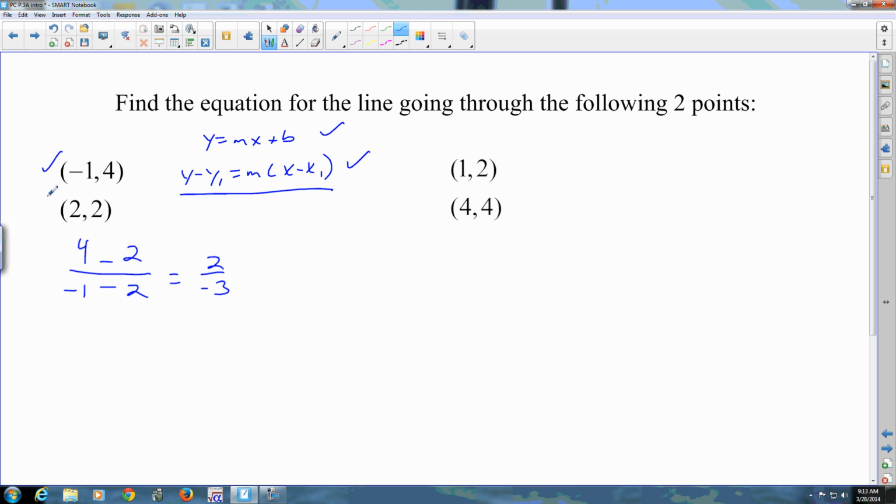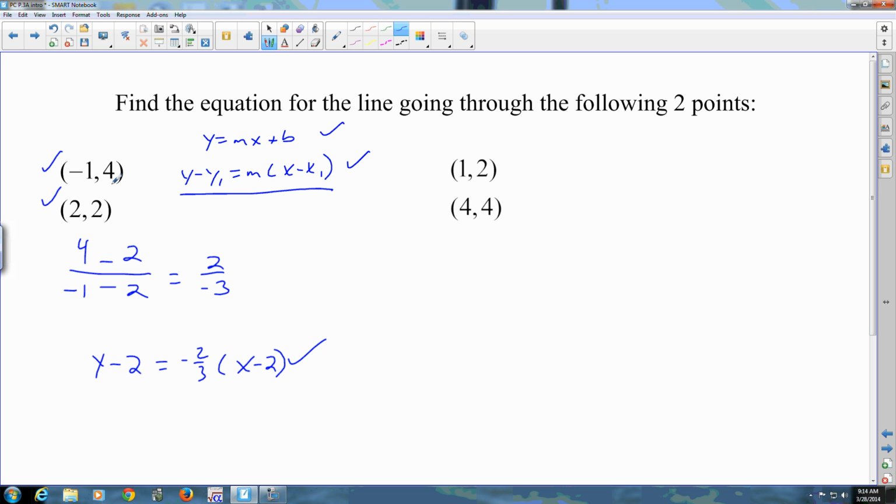Now, it doesn't matter, you guys, which one of these 2 points you pick. You have to pick one point, either one, to use to do it. So I'm going to use the bottom one. It seems a little easier. Y minus 2 is equal to negative 2/3 times x minus 2, and you're finished.